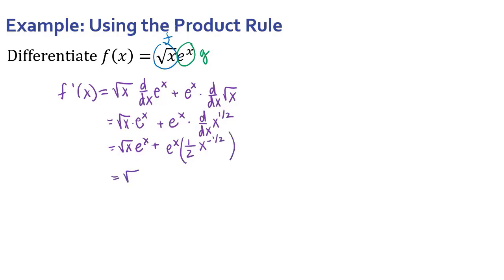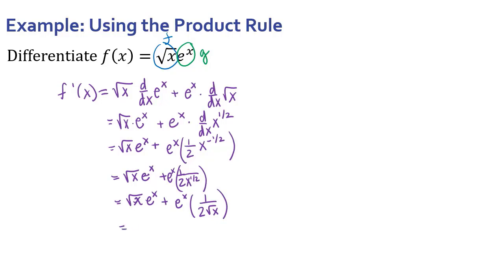So that gives me the square root of x e to the x plus 1/2 times e to the x, with that x to the 1/2 in the denominator now to make that exponent positive. So that's the square root of x e to the x plus e to the x times 1 over 2 root x. I'm going to move it back to a radical since that's what the original function had in it.